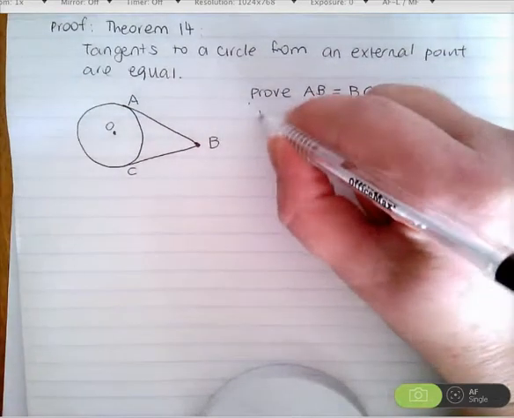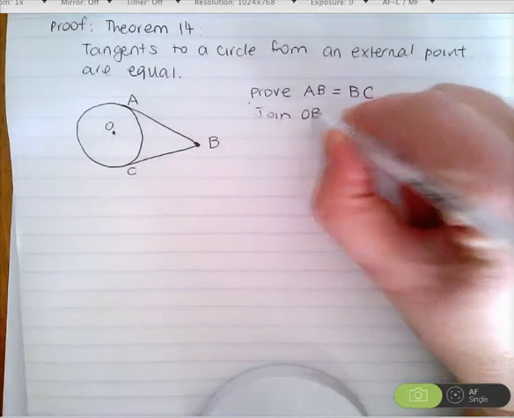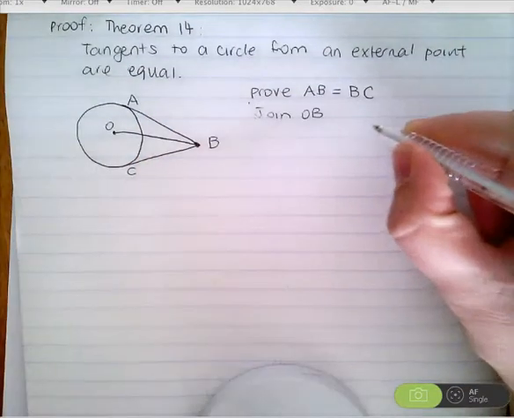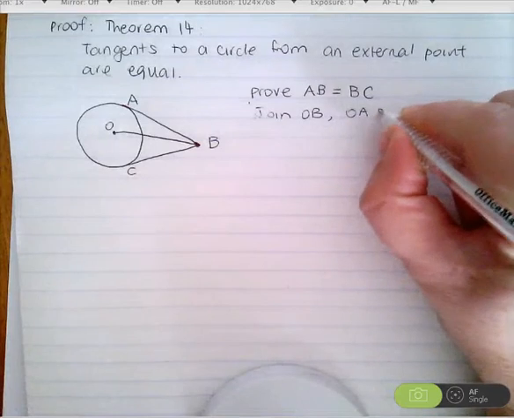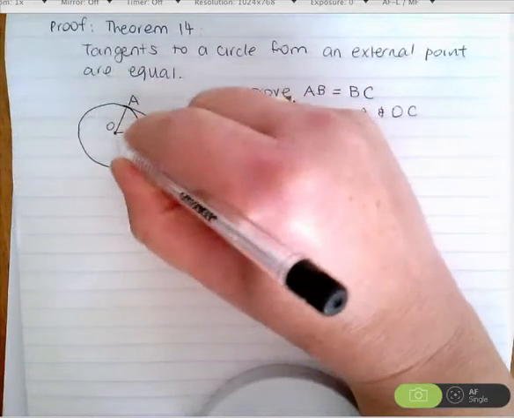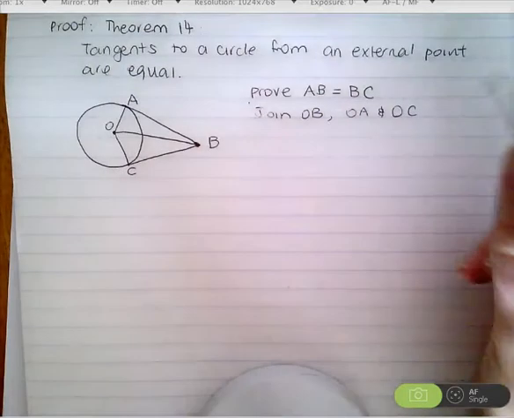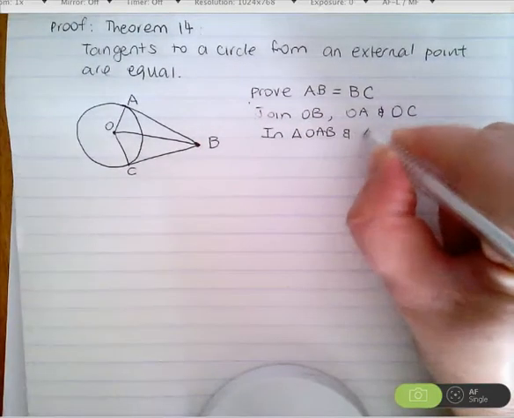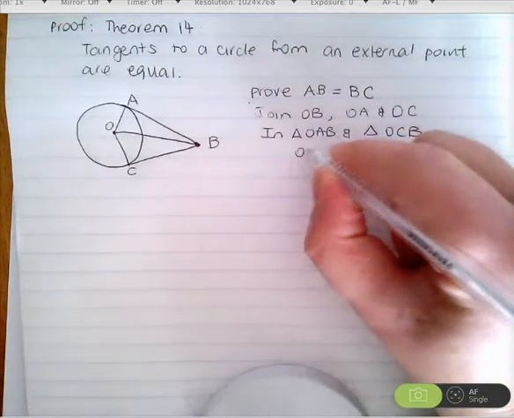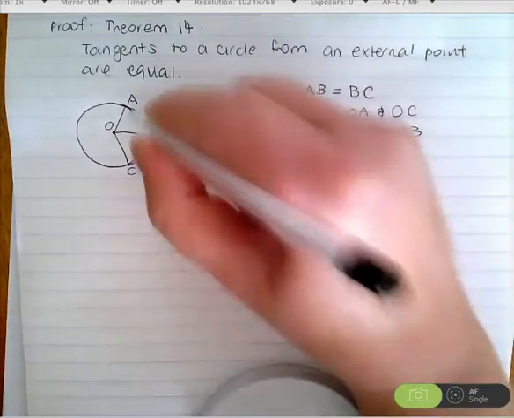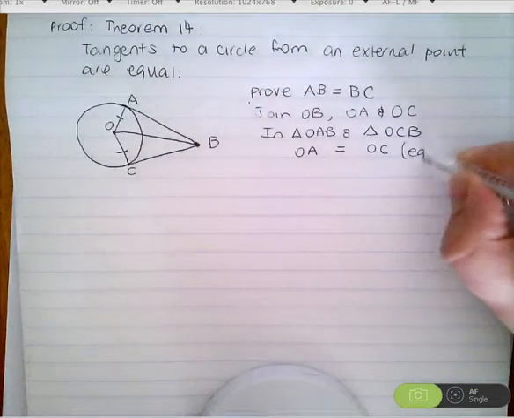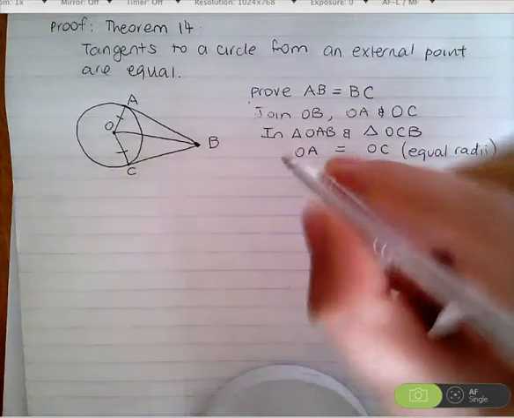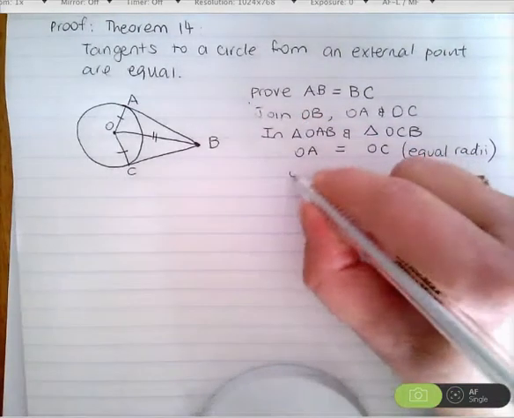So to start this proof, we are going to join OB, and we are also going to join OA and OC. So that way we've got two triangles here. Okay, now what we know is that in triangle OAB and triangle OCB, we know that OA is equal to OC, and that is because they are both equal radii of the circle with centre O. Okay, now we also know that OB is common, so I'm going to write that down.